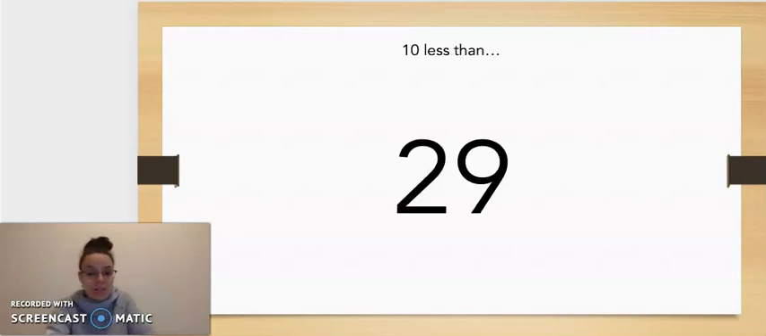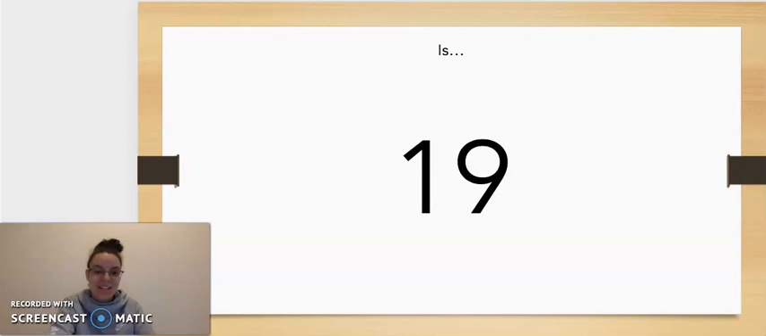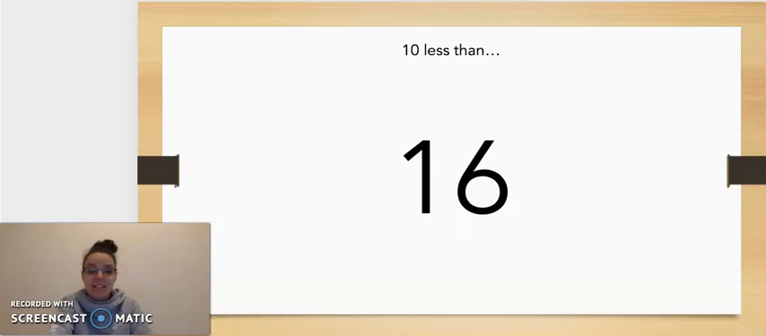All right, what's 10 less than 29? Let's see if you got it in 5, 3, 2, 1. Did you say 19? If so, you're right. We just changed it from 2 tens, we took away a 10, and there's now 1 ten.